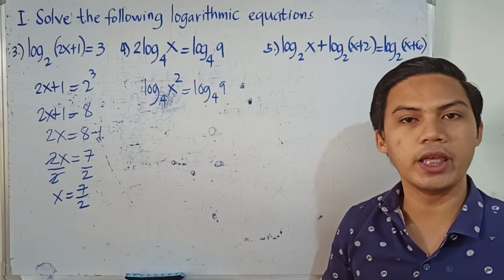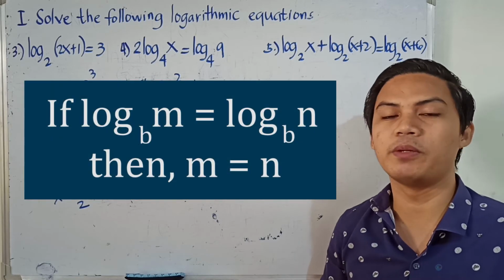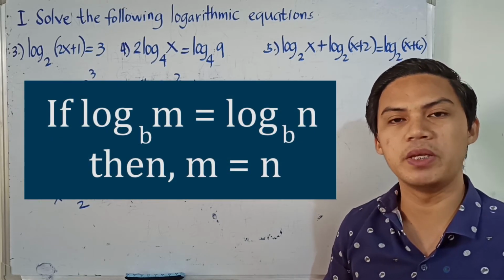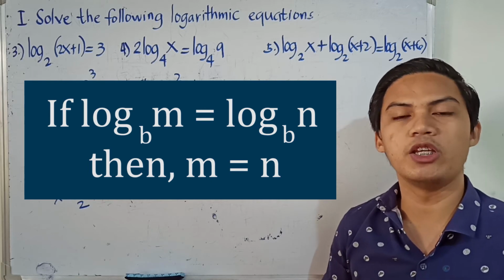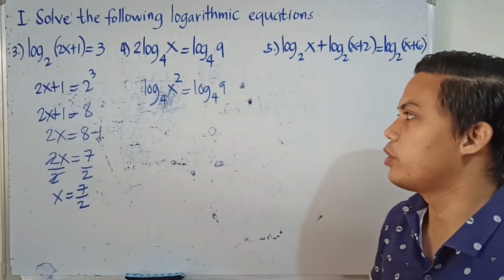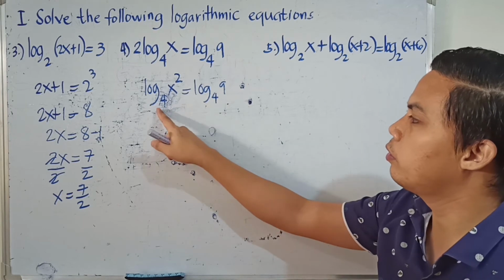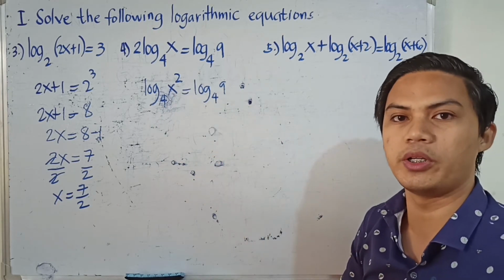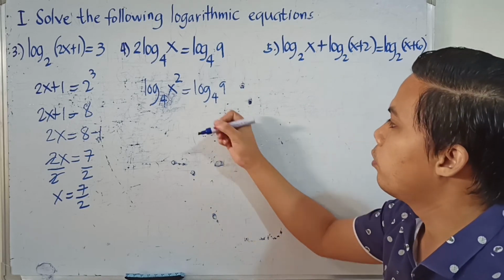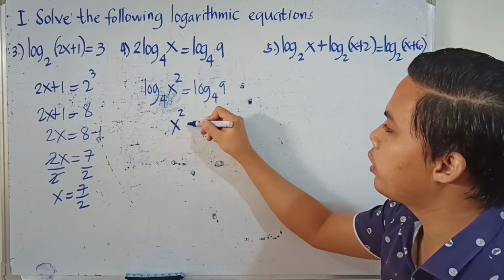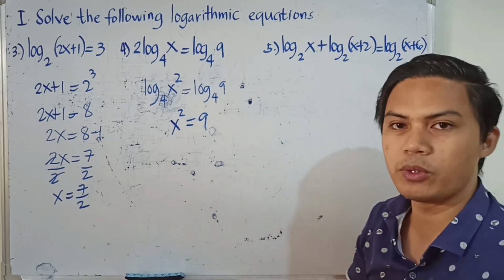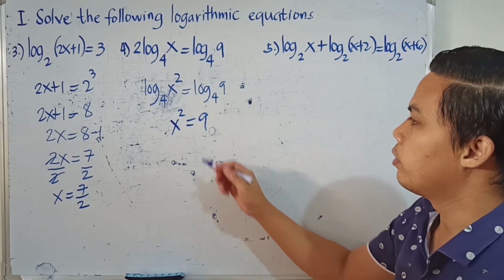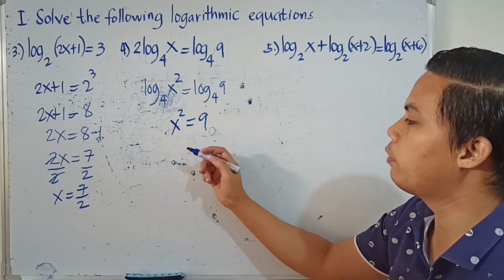It states that if the logarithm of m to the base b is equal to the logarithm of n to the base b, then m is equal to n. So since our bases are the same here, we can equate the two arguments. So we have x squared is equal to 9. That is based on the property I mentioned. Then we're going to solve for the value of x.